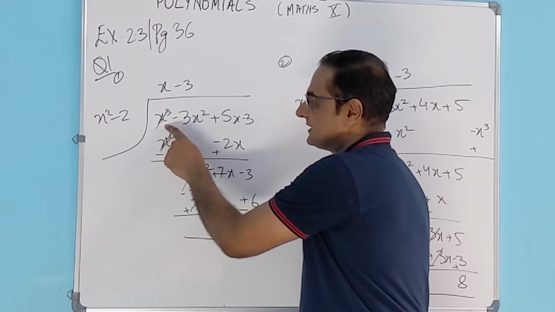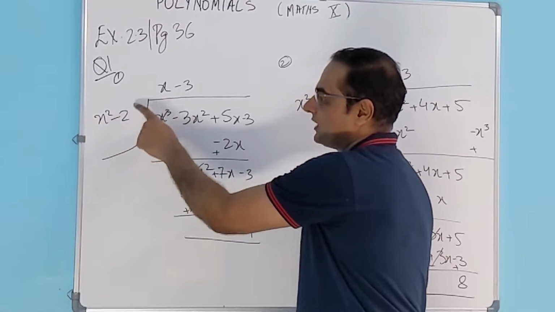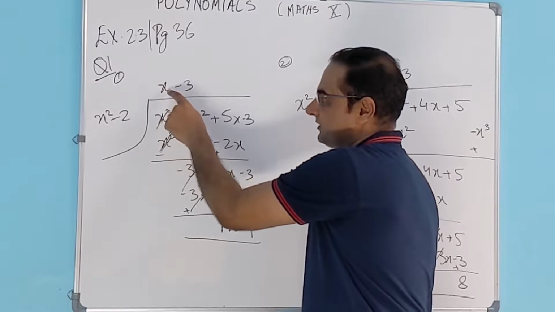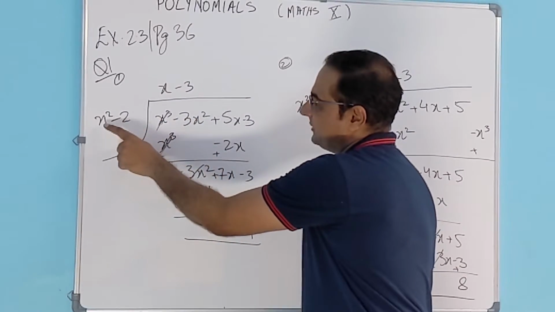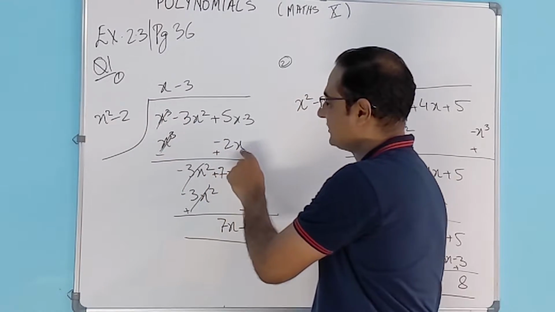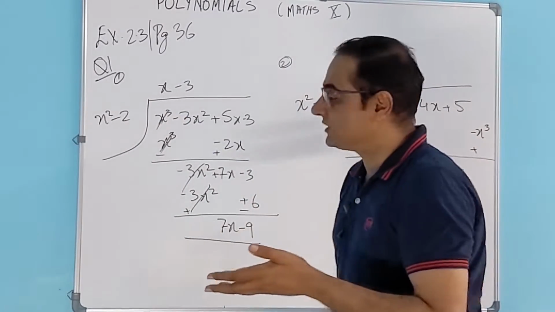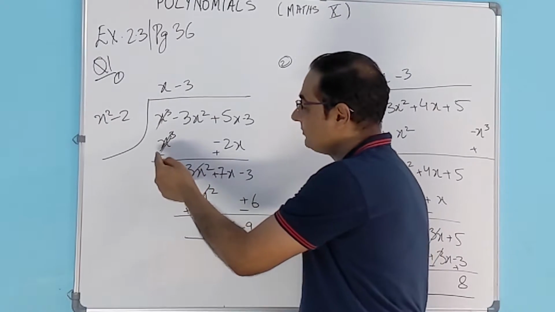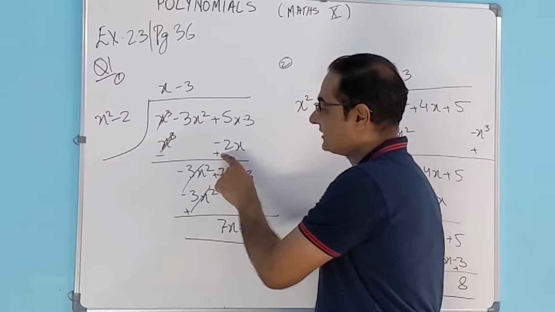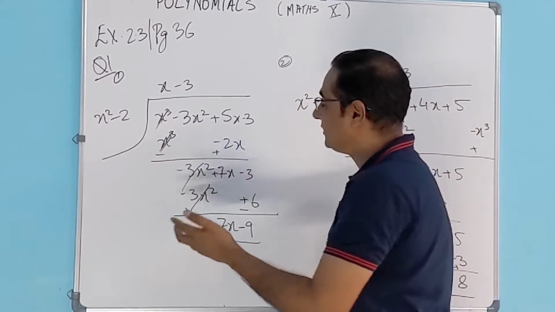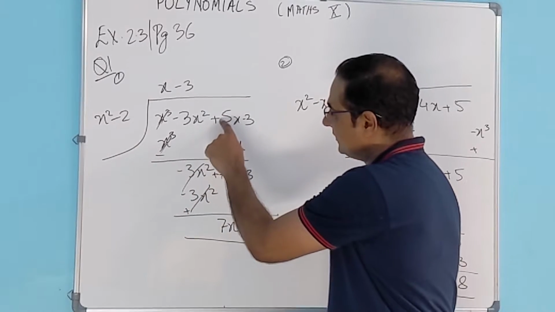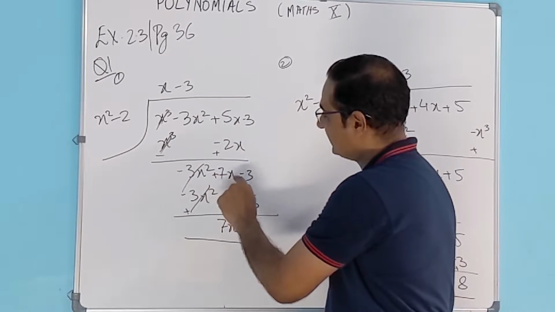In the first term, this is x cube, we need to multiply x square by x so that x cube will be eliminated. So the first term of the quotient will be x. Now x multiplied by x square is x cube, x multiplied by minus 2 is minus 2x. Now what do we do in division? We subtract this term by reversing the sign. So this will be minus and this will become positive. This term is cancelled out, and then what is remaining when we calculate this? It's 3x square plus 7x minus 3.